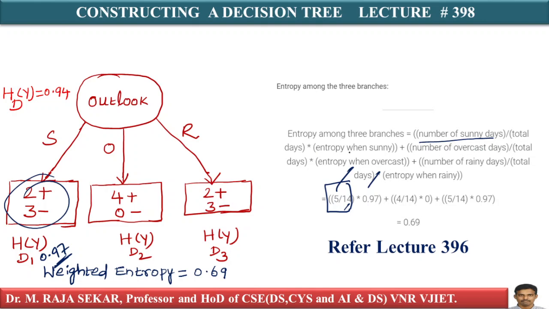Well, this one is the number of overcast days. How many overcast days are there? 4 overcast days, total 14. Corresponding entropy, just try to recall, this entropy is 0. We already discussed. And what about the third one?